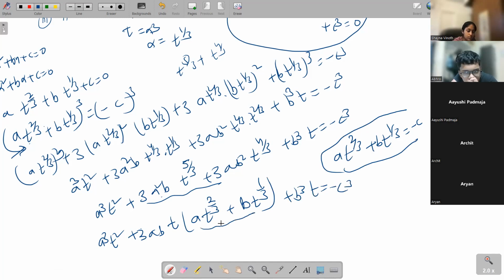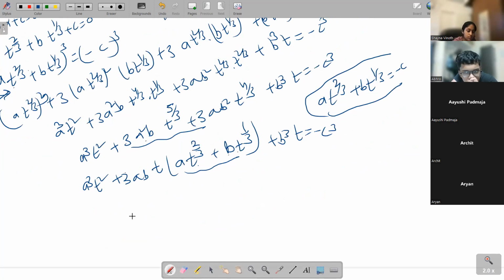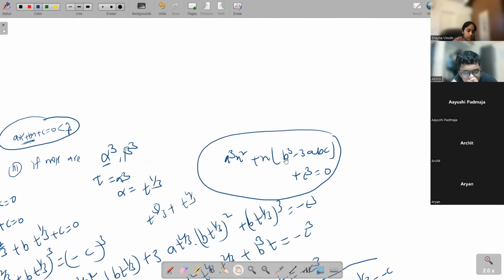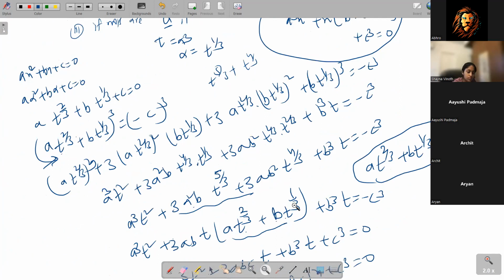Now see, we have this kind of relation: a t to the power 2 by 3 plus b t to the power 1 by 3, that is minus c. Put it here. We got the answer. That is a cube t square, this is minus c, so minus 3abc t plus b cube t plus c cube equal to 0. Replace t by x: a cube x square plus b cube minus 3abc into x plus c cube equal to 0. We had the same relation here. See, right? That is how we can do it.